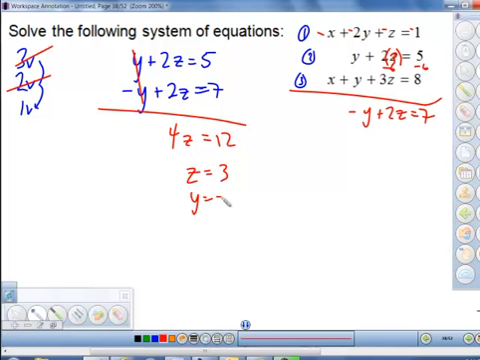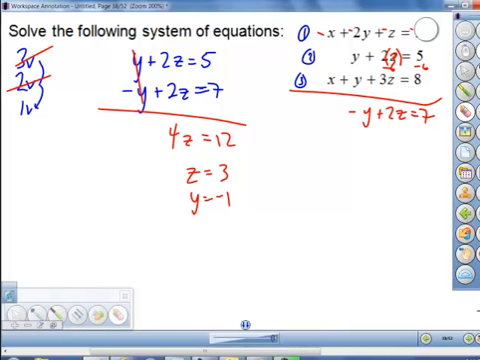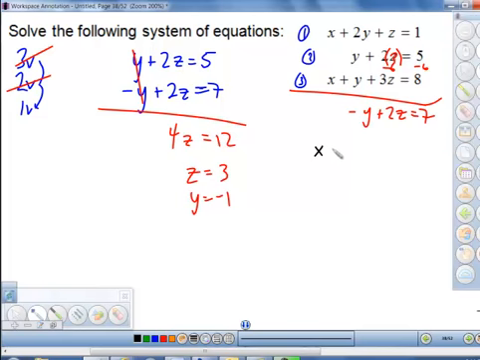So y equals -1. Now to figure out what the x value is, I'm going to take one of the equations. I'm going to take the top equation, before I multiplied everything by -1. So equation 1: x plus 2y plus z equals 1. I'm going to substitute in my values. So y equaled -1 and z equaled 3. That's going to be -2, so -2 plus 3 will be +1. So I have x plus 1 equals 1. Subtract 1 from both sides, and then I get x equals 0.